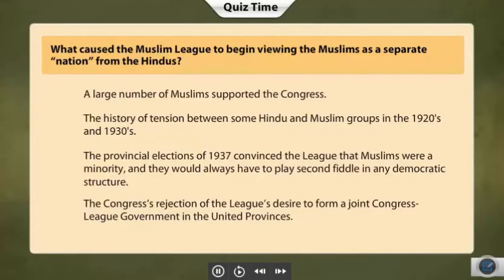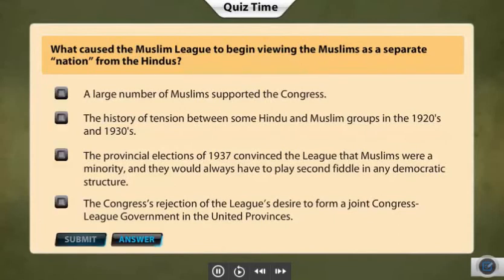What caused the Muslim League to begin viewing the Muslims as a separate nation from the Hindus?